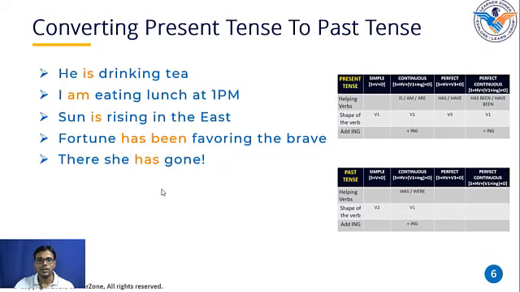Very simple. Is this clear, Bhargavi? Yes, uncle. Very good.